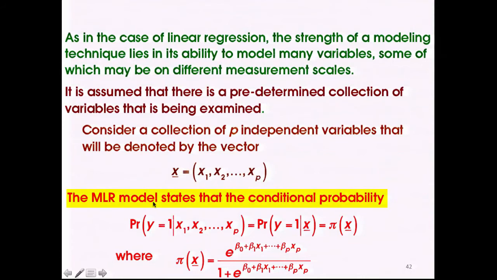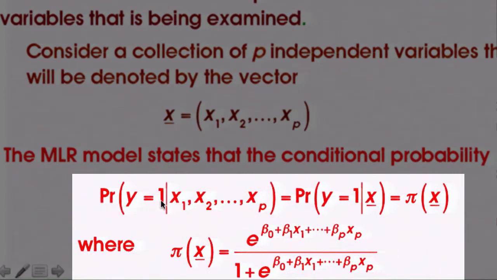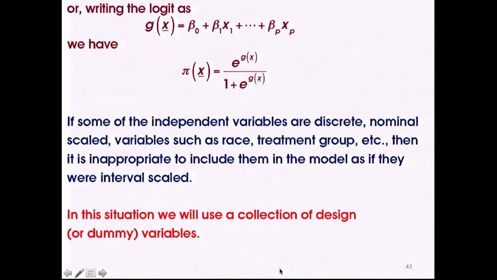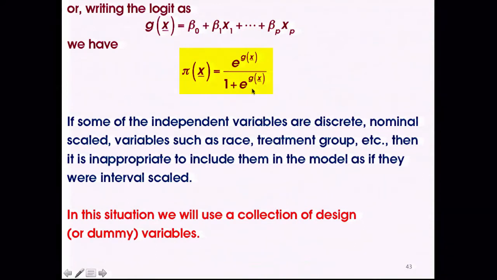The multiple logistic regression model states that the conditional probability, that is the probability that y is equal to 1 given the vector x, or pi of x, is given by pi of x is e to the beta naught plus beta 1 x1 plus beta 2 x2 all the way out to beta p xp, divided by 1 plus e to the beta naught plus beta 1 x1 all the way out to beta p xp. Or we could write the logit as beta naught plus beta 1 x1 out to beta p xp. We would then simply write this as e to the logit over 1 plus e to the logit. So that is our logistic regression probability.